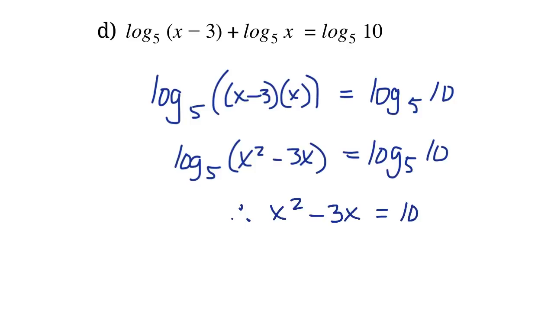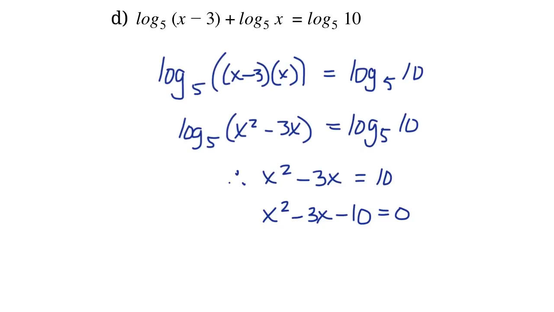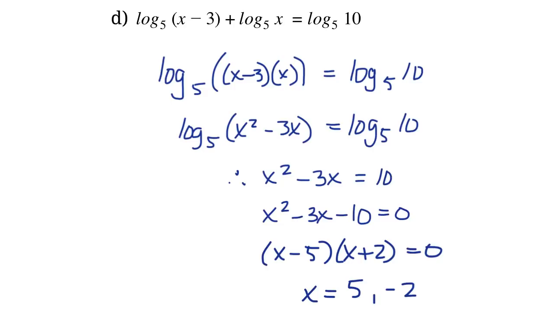And of course we can rearrange this: x squared minus 3x minus 10 equals 0. And we have a nice little quadratic to solve here, right? So we can try factoring this first, and it factors quite easily as x minus 5, x plus 2 equals 0. Therefore, our x values are going to be 5 and negative 2.